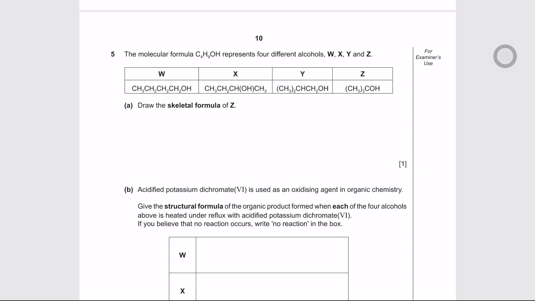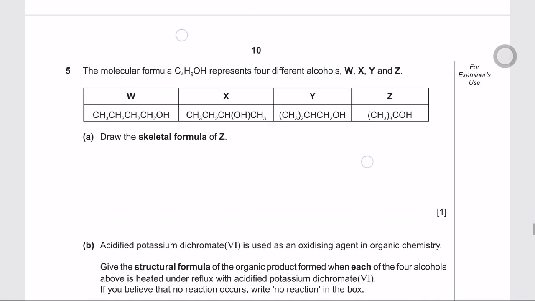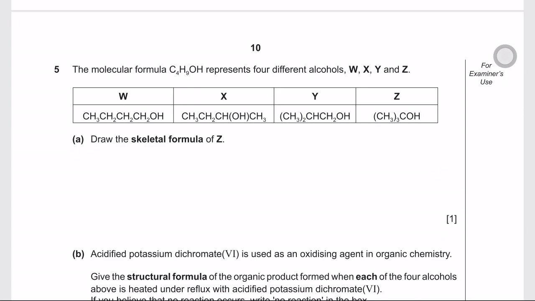Okay, the molecular formula C4H9OH. That's alcohol, right? C4, so that's butanol. W is a primary, X is a primary as well, Y is a secondary, Z is a tertiary. Okay, so draw the skeletal formula of Z.